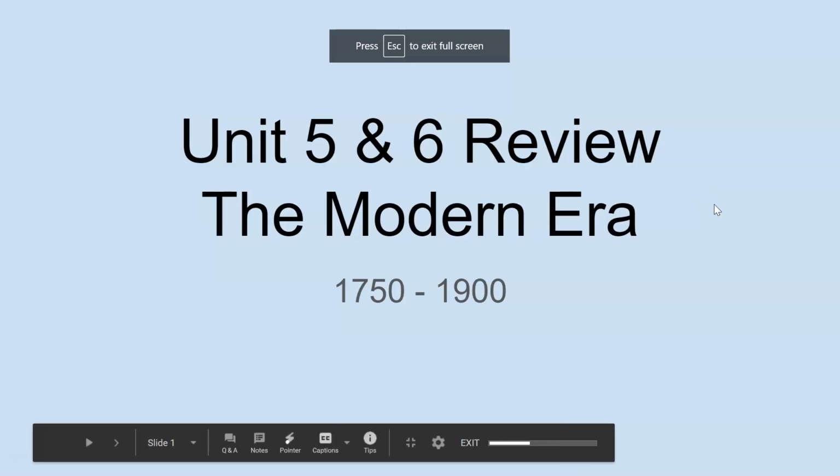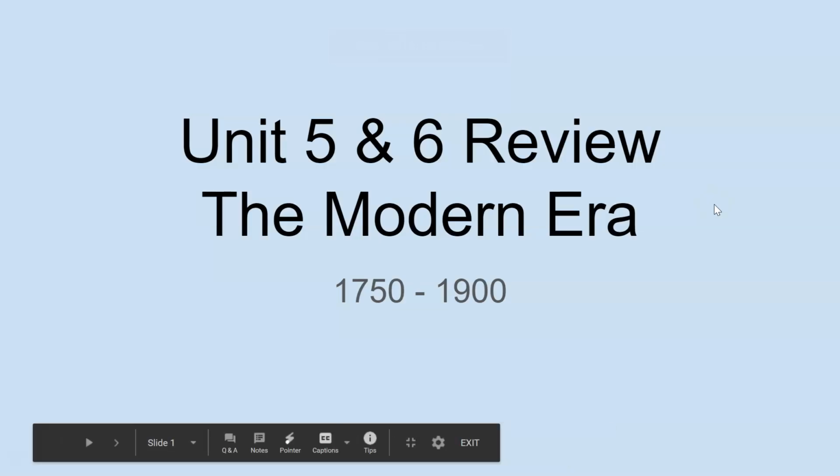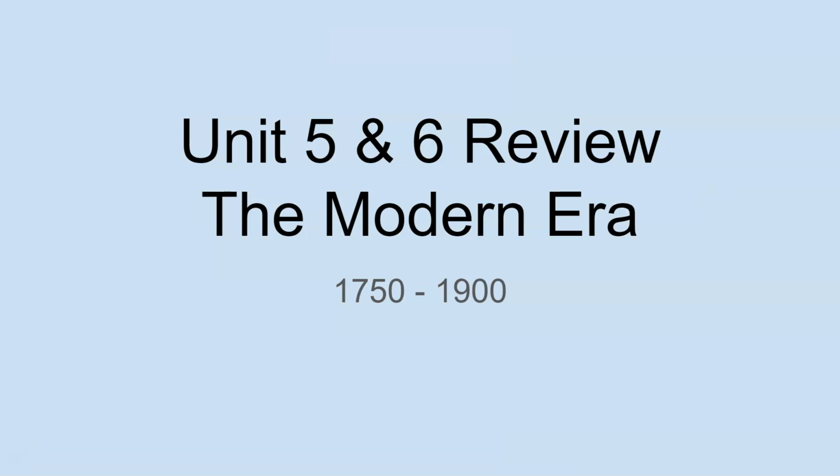Okay, everybody, here we are ready to start the period 5 and 6 review of the modern era. This is in the blue packet that you have, and I've got this broken into 4 parts. The first section will be on industrialization. Then we will move on to imperialism and state formation. Then the revolutionary period along with nationalism and reform. And then finally global migration. So that's the plan for this. So I'm going to get started.